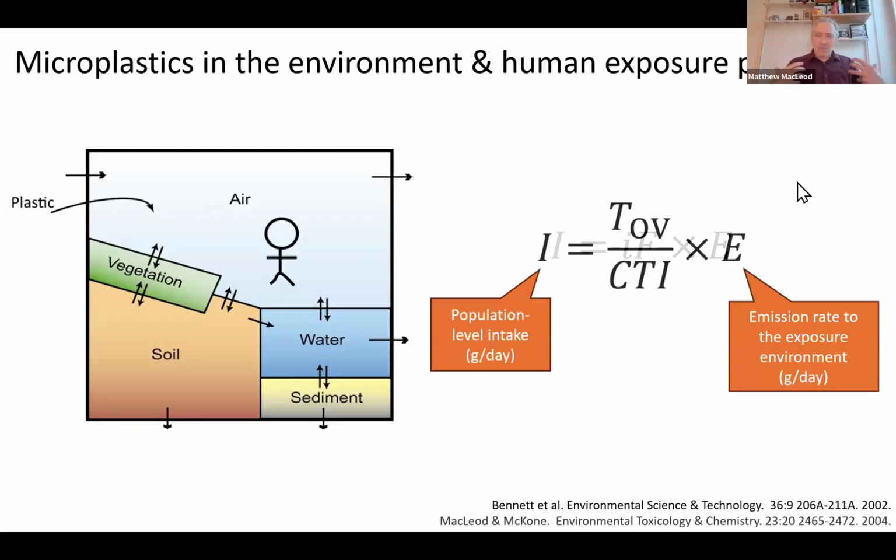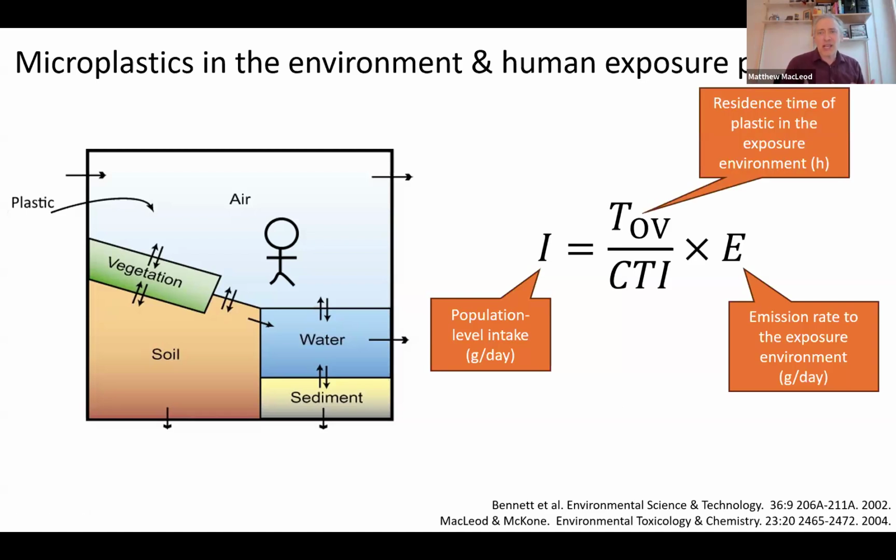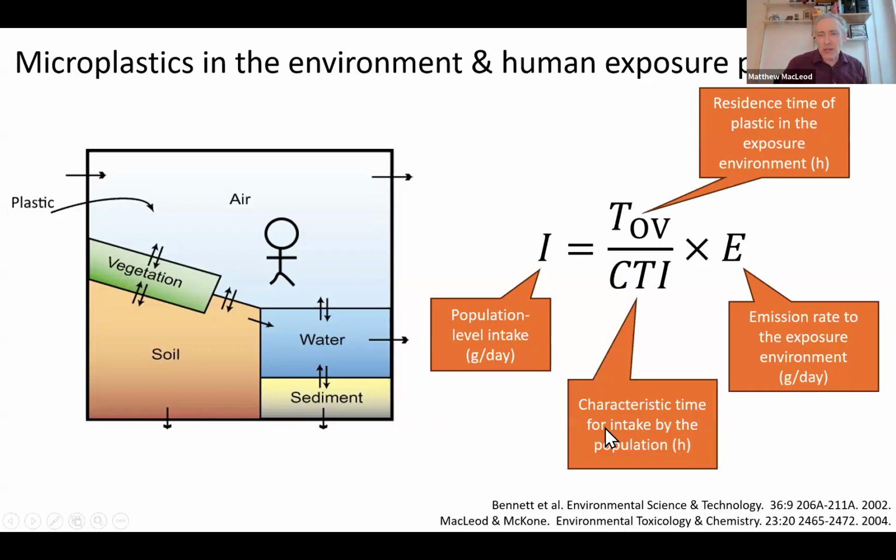And together with Tom, I worked on decomposing that intake fraction into its component bits. And so that proportionality constant can actually be thought of as a competition between two processes. The first one is represented by all these arrows that show the plastic leaving the exposure environment. And that you can think of as the residence time of plastic in the exposure environment. If you put plastic into the environment and it's quickly removed, there's less chance for the population to be exposed.